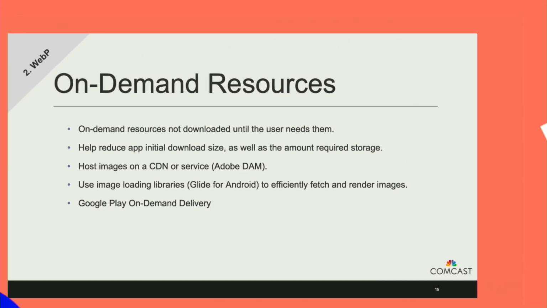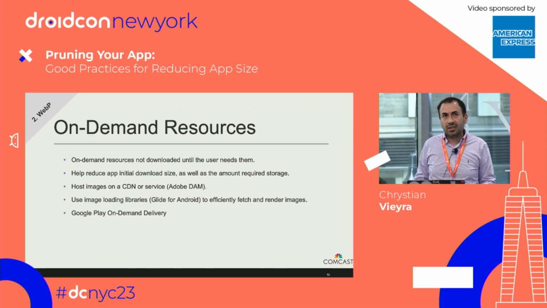Ideally, though, most of the assets that your users see should not be in your binary. You shouldn't be including a lot of images in your app, right? If you can, you should be using on-demand resources, meaning that they won't be downloaded until your user actually needs them. That will help reduce the app size, right? The app install size that the users see on the Play Store. You can host your images on a CDN, Adobe DAM, or any other services. And you can also use Google Play on-demand delivery, which I'll talk about a little bit ahead.